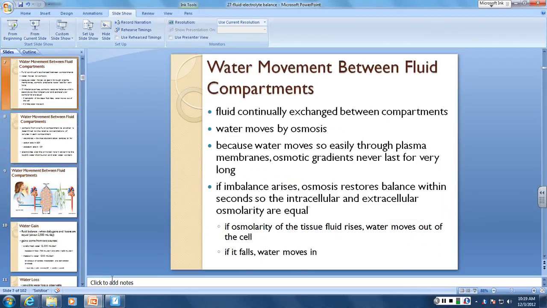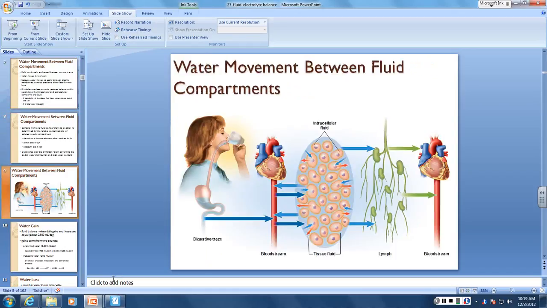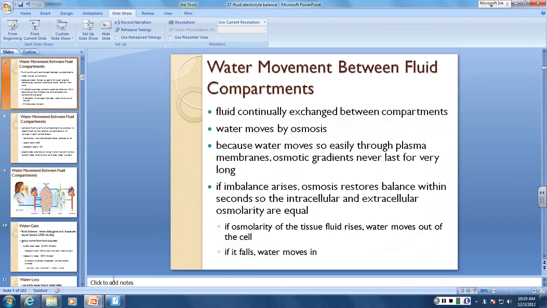Any questions on that? So now I wanted you all to see if you could understand that question. If osmolarity of the tissue fluid rises, think about that. Osmolarity of the tissue fluid. So in the picture, that's the picture in the middle. So you have all those cells, and outside of the cells, it's saying the tissue fluid osmolarity increases. Water is going to move out of the cell. Does that make sense to you?